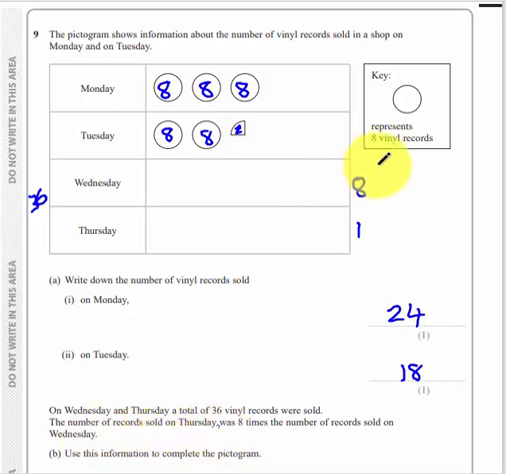There's a couple of ways of doing this, but I think the easiest way is to realise that if the number of records sold on Thursday was 8 times the number of records sold on Wednesday, that's 9 shares in total. And I put the workings here. Normally we'd put it down where the B is, but we'd put it here so we can see it all. So I've got to take the 36 vinyl records that were sold, and share them into 9 shares.